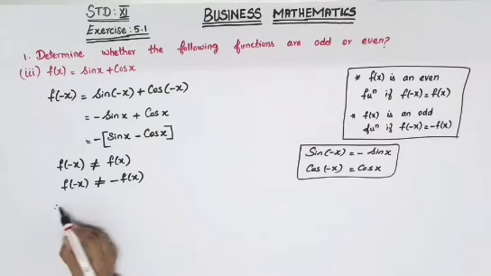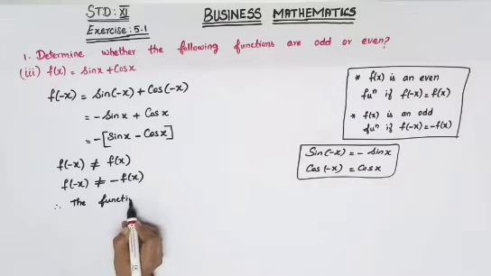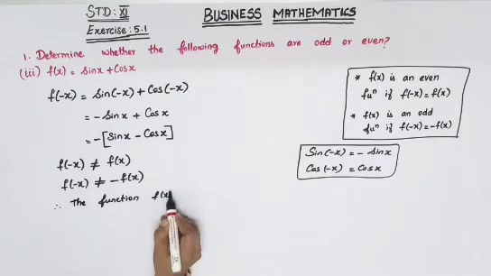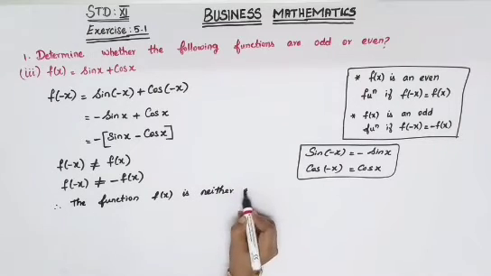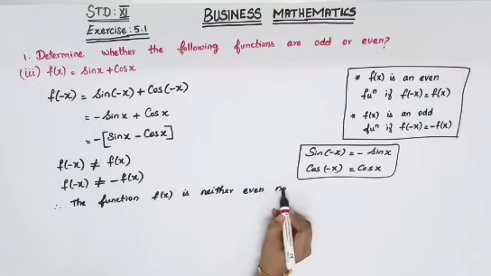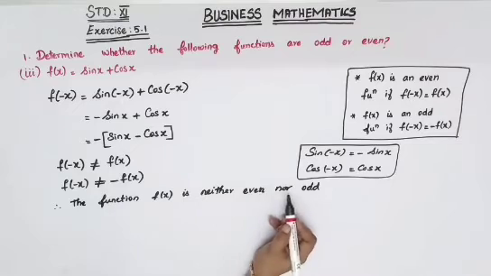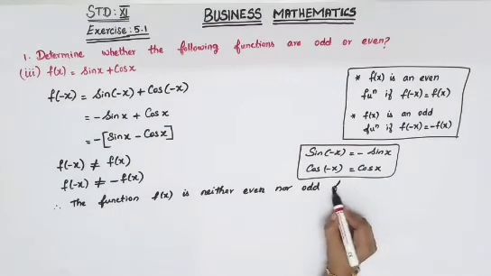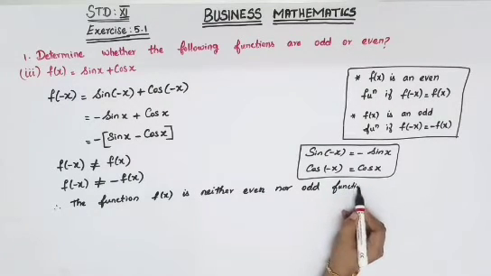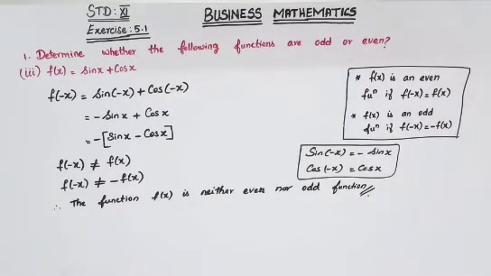Therefore you can write the function f of x is neither even nor odd. Both conditions are not satisfied. So this is neither an even nor an odd function. So this is the answer for your first question, third subdivision.